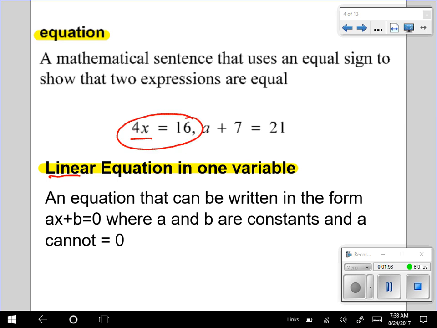So what it says is it's an equation that can be written in the form ax plus b equals 0. And we're going to go more into that, what that looks like on a graph. But for now, just write it down, and then we will keep diving more into it. I just want to get those words out to you so you're starting to see them more and more.